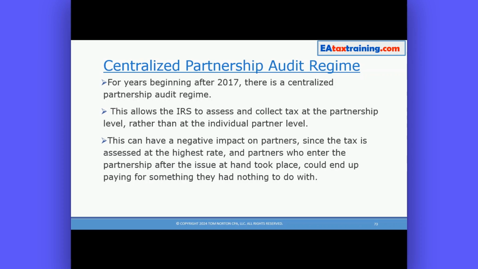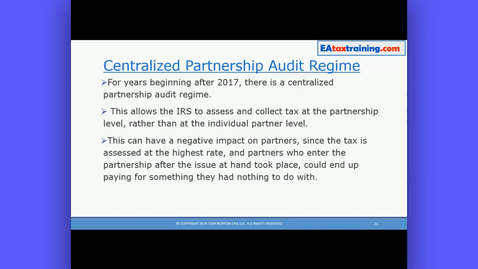So what this allows them to do is just to go to the partnership and say, okay, we found these problems. You owe money. We're going to assess the partnership, and then we're going to assess at the highest individual tax rate, which right now is 37%. And so then the partnership would pay. So remember, we said normally partnerships don't pay tax at the partnership level. Well, this is one case where they do. And so the partnership would pay the tax at that highest tax rate of 37%.